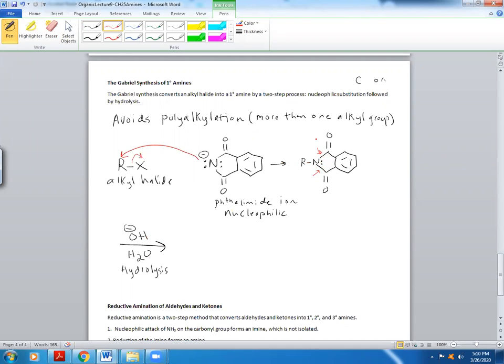So this enables you to produce R-NH2. So in this case, it's a primary amine. Plus, of course, these, and I'm going to draw them out.